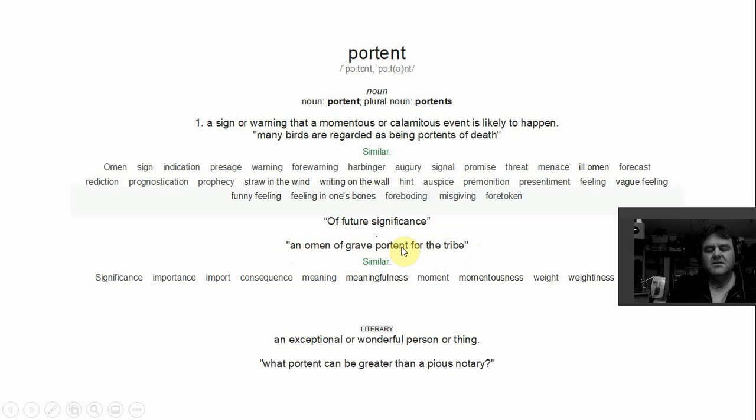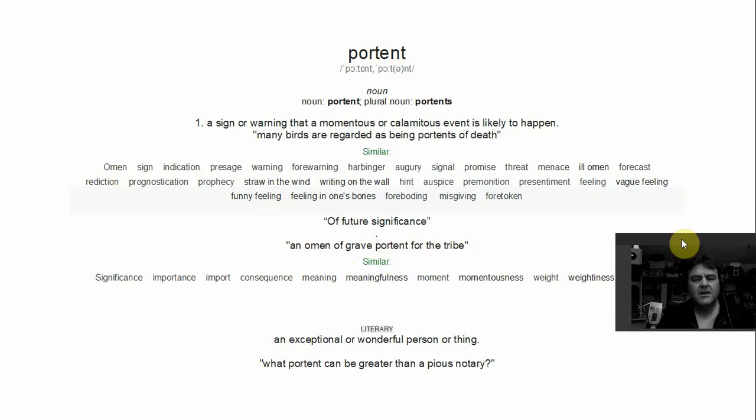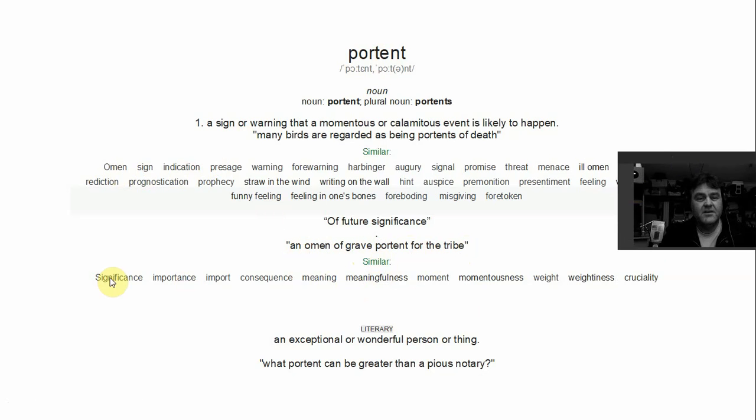I thought, well, that's a little strange in itself because it's kind of repeating itself there, isn't it? If a portent is described up here as an omen, then it's saying an omen of a grave omen for the tribe. It was a sign of a grave sign for the tribe. So it could work, but it just seems a little odd. And then obviously down the bottom, we have its similes. Again, see: significance, importance, import, meaning, meaningfulness.